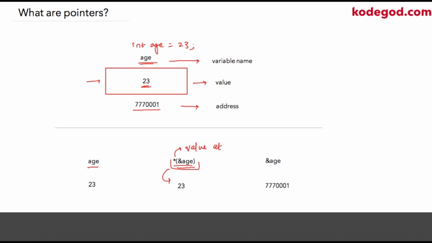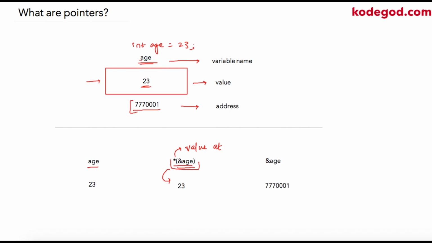Let us see how we arrived at that value. We are saying value at address of age. So the address of age is this, and the value stored at this address is 23. So star ampersand age will give you 23. When we just simply say ampersand age, it is nothing but the address of age.